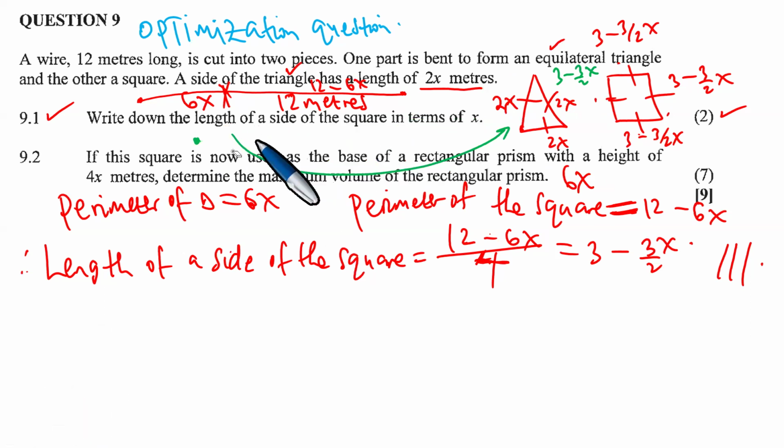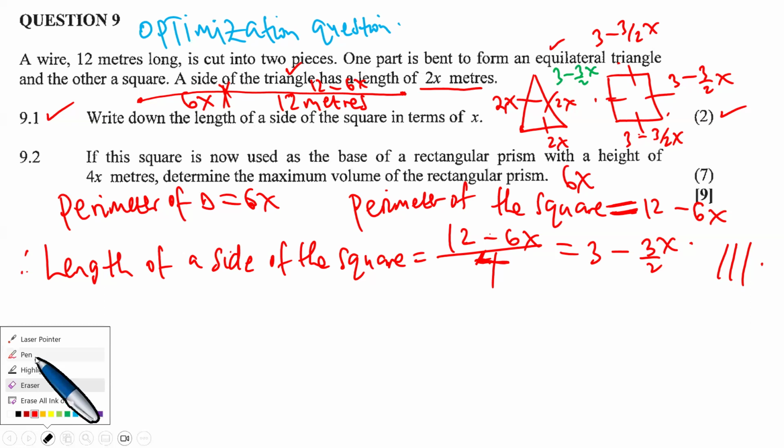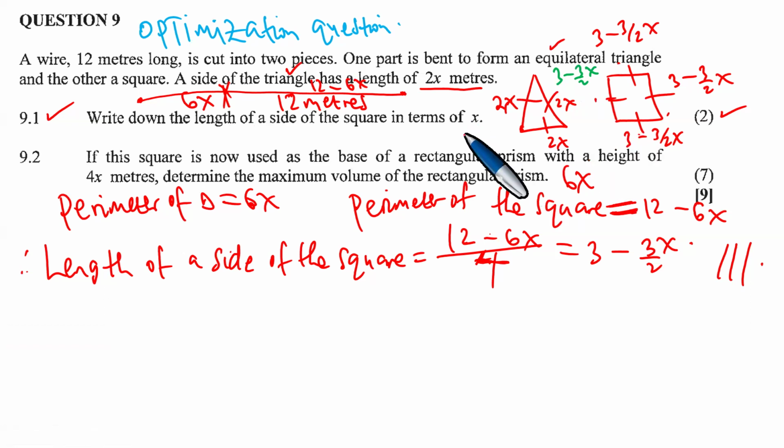So if we know that the triangle has sides 2x, 2x, 2x, what about the square? We must think that this wire is cut into 2 parts, but we know that we have the original length of 12x meters, and we cut 6x. So 6x is used to form the triangle. And then what about the remaining part? What is the length of the remaining part?